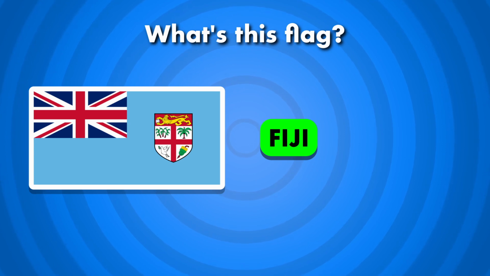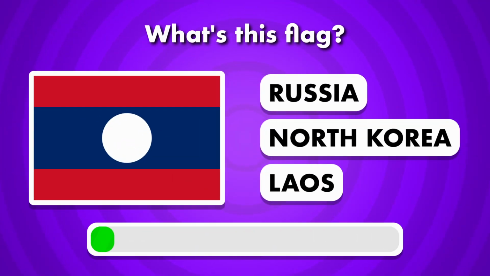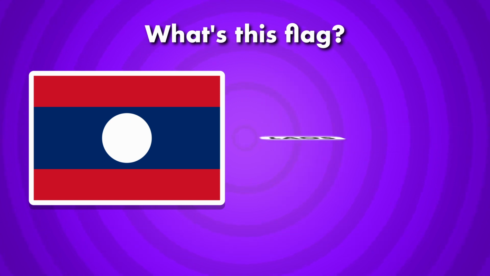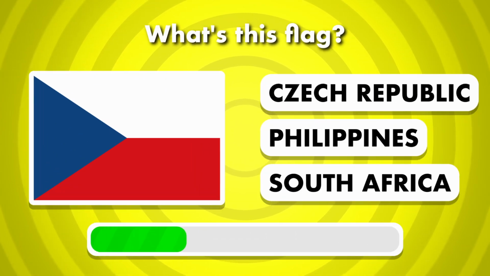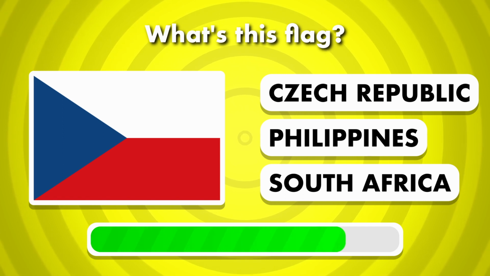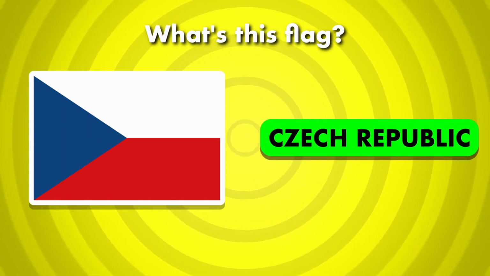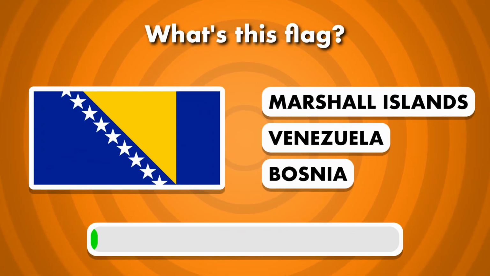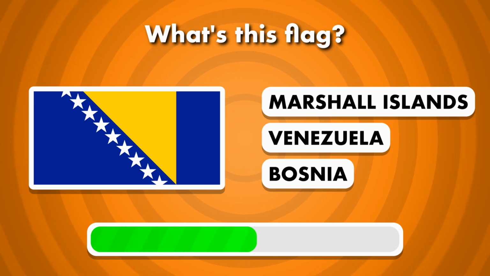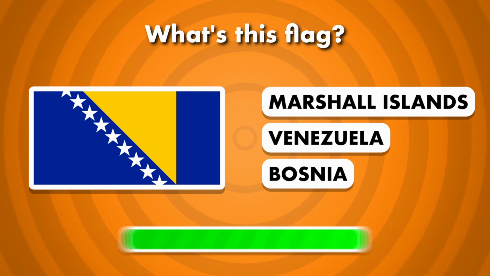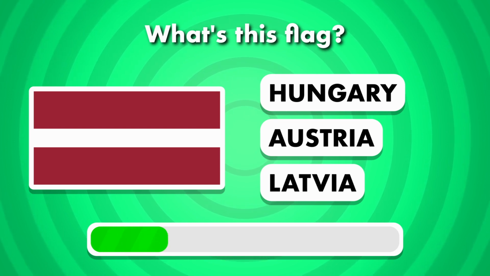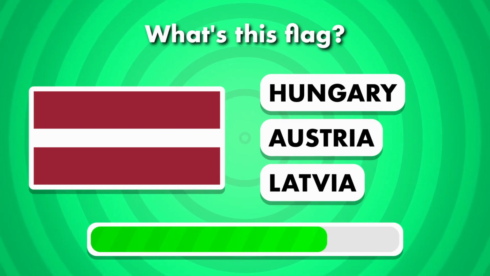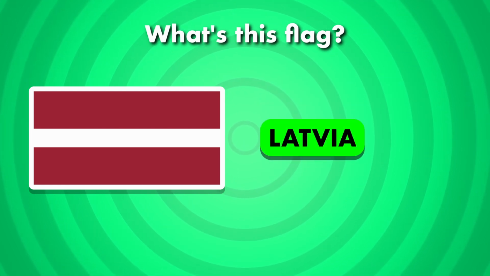The correct country was Fiji. It's Czech Republic. It was Bosnia and Herzegovina. What do you think? The country was Latvia.